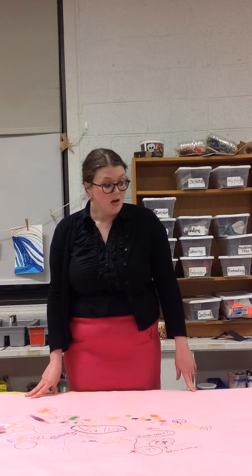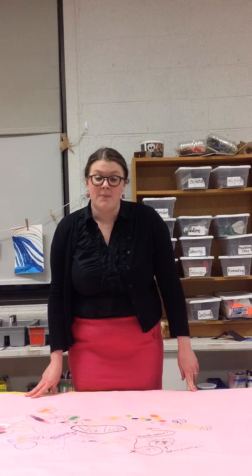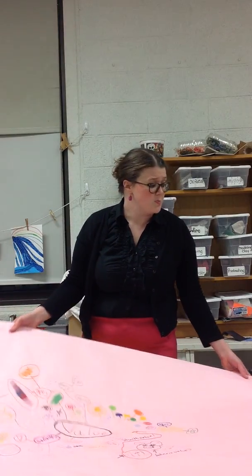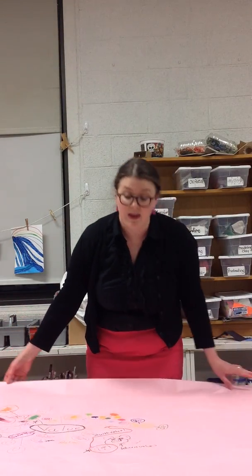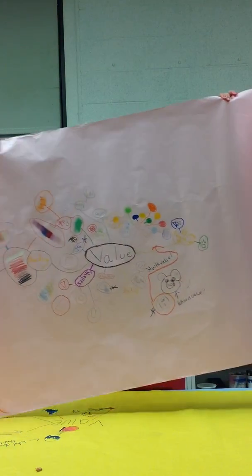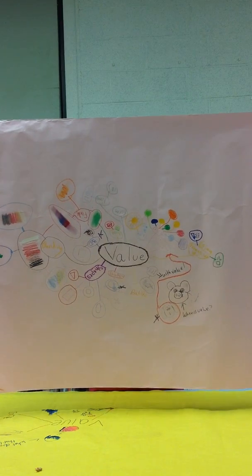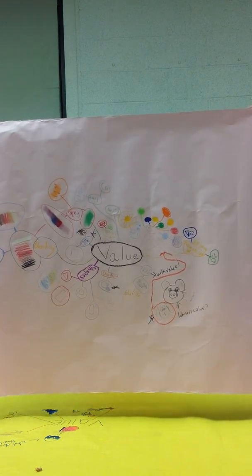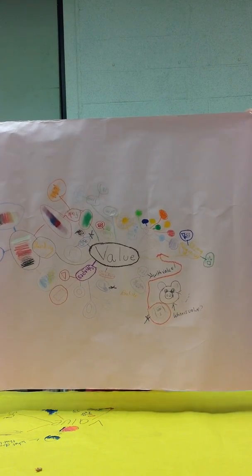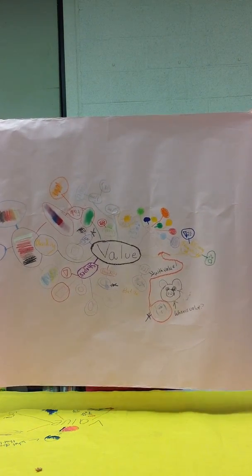To start this project, I would encourage you to have your students create a mind map. A mind map is simply using a large piece of paper, drawing a word for the center. In this case, I use the word value, because this is the main topic we're going to explore. Then I ask the students to write words and ideas and pictures and things off of value that can help explain what value is.